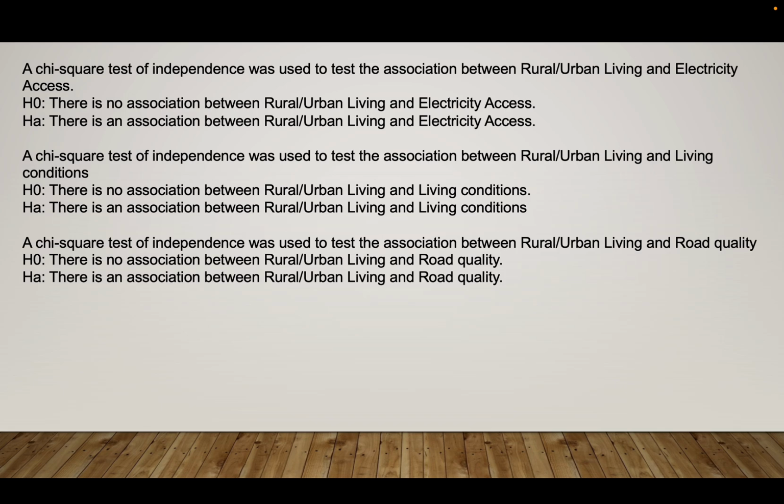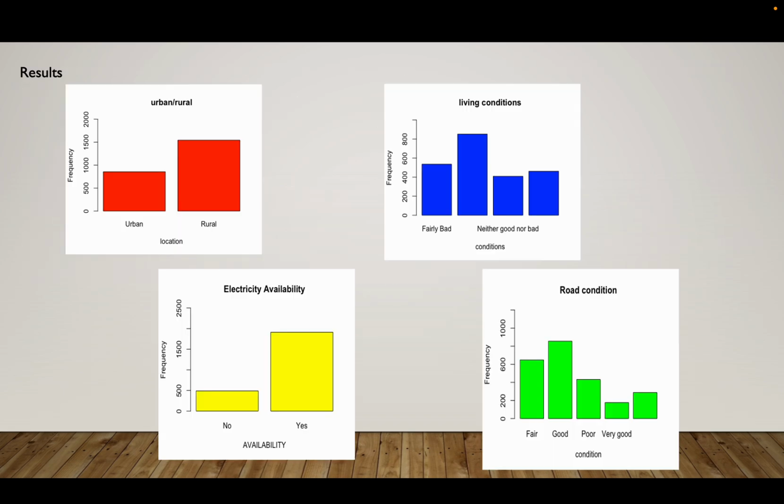Then for the next one, my null hypothesis was that there is no association between rural and urban living and living conditions, and the alternate was there is an association between rural and urban living and living conditions. And finally, there is no association between rural and urban living and road quality for my null hypothesis, and the alternate was there is an association between rural and urban living and road quality.